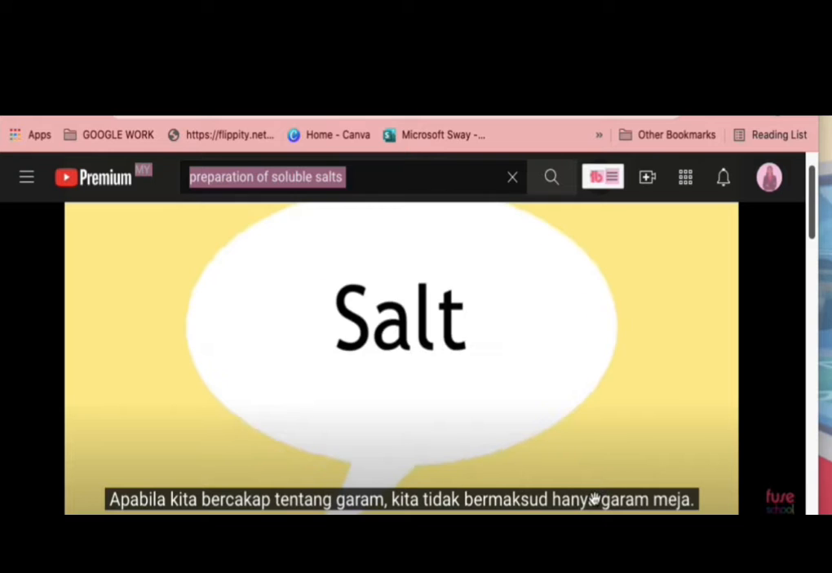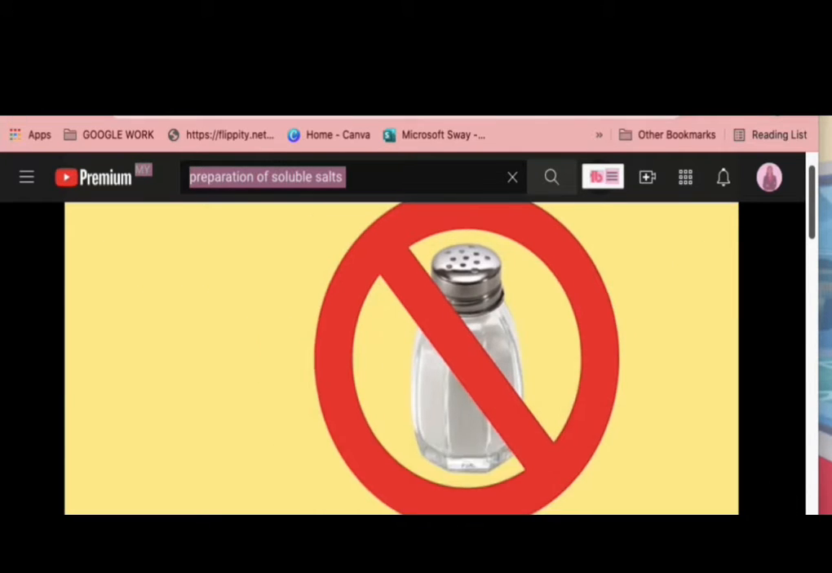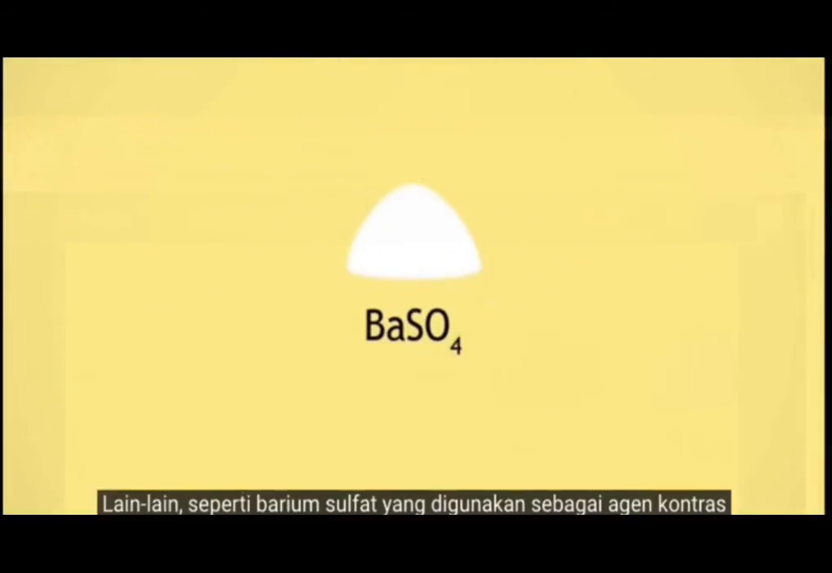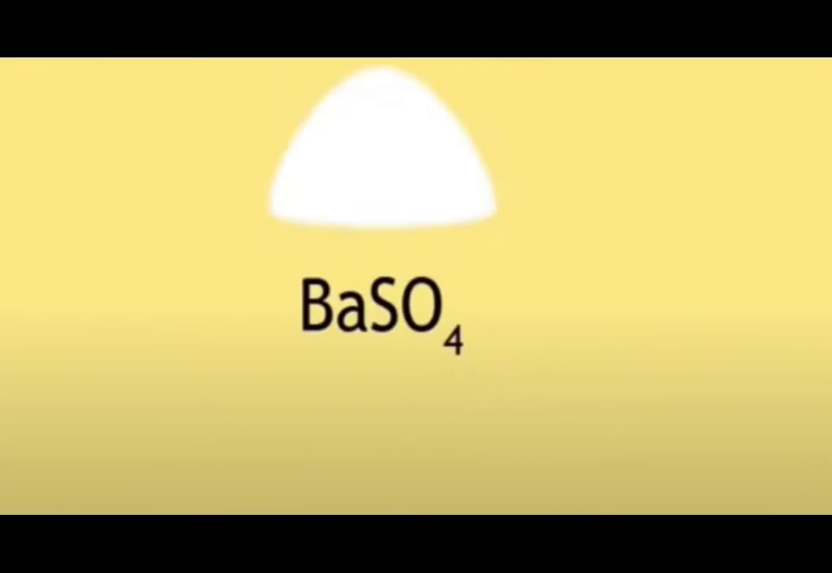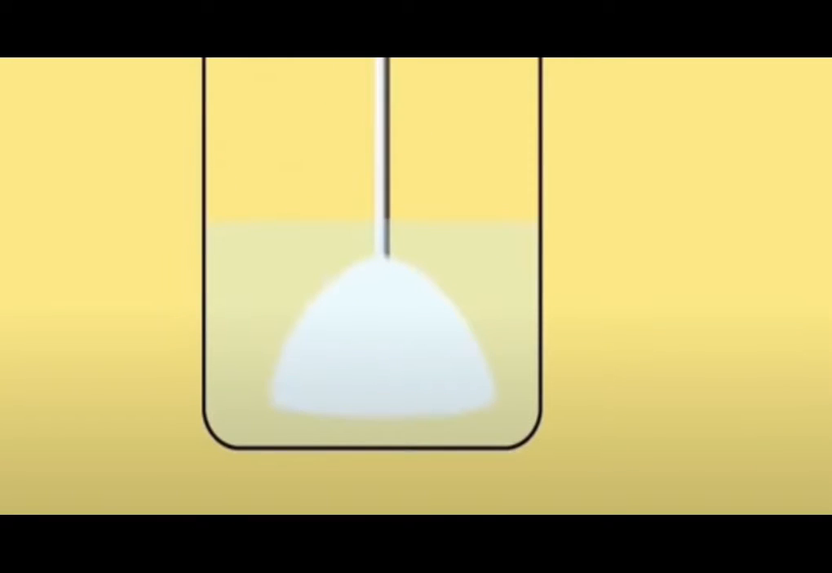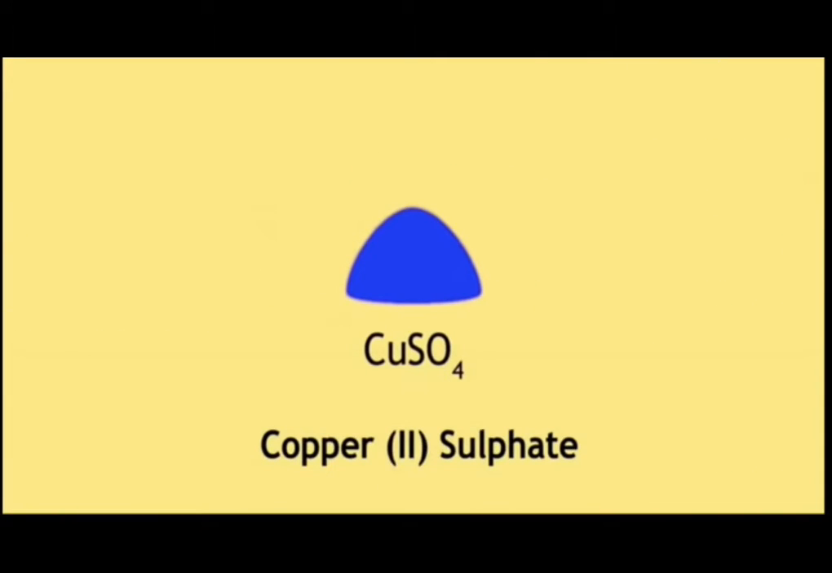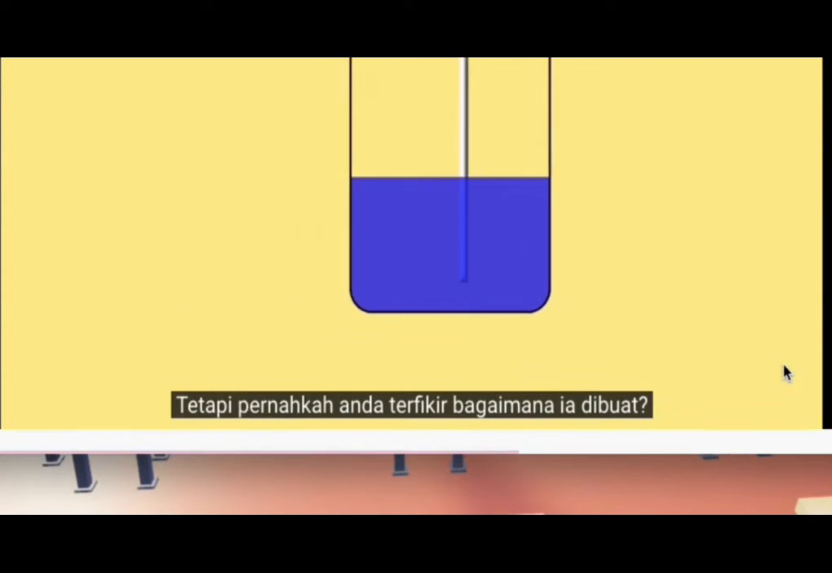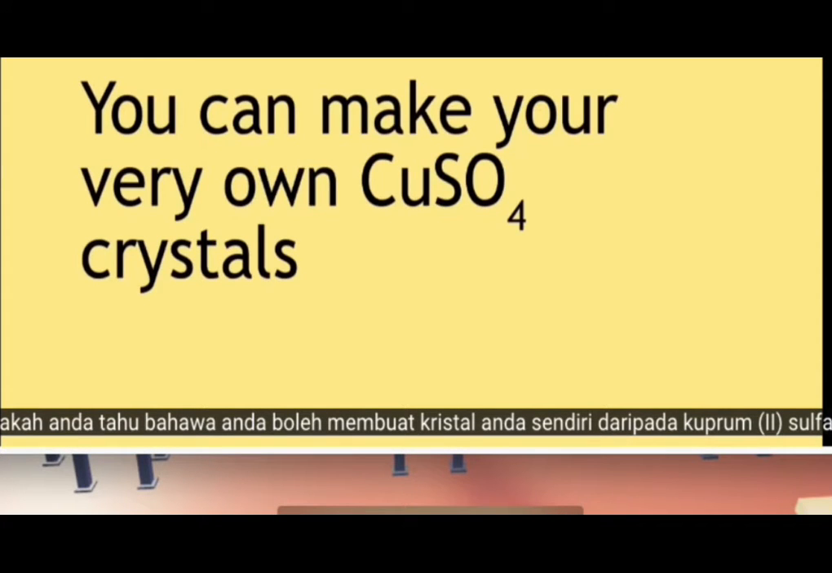When we talk about a salt, we don't just mean regular table salt. We are actually referring to a very wide spectrum of ionic compounds. Compounds of barium sulfate, used as a contrast agent when forming an X-ray image of the gastrointestinal tract, are insoluble in water. In this lesson, we will learn 2 different methods to form and isolate soluble salts. You have likely encountered copper 2 sulfate either as crystals or in solution, but have you ever wondered how it is made? Did you know that you can make your very own copper 2 sulfate crystals?